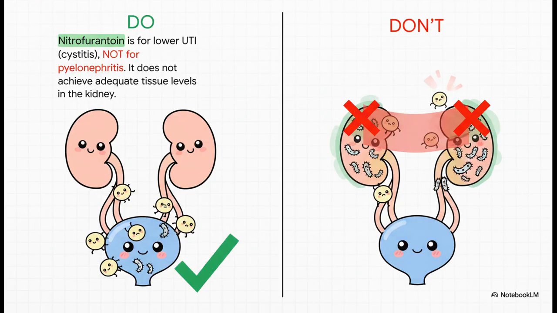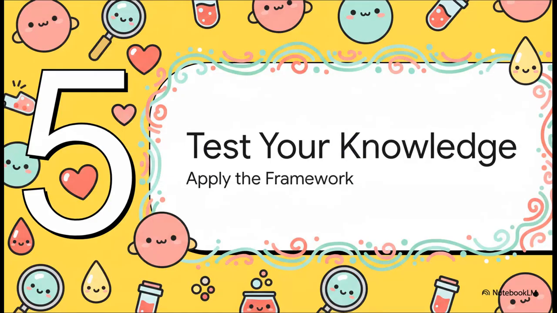And here's a classic prescribing trap that you'll definitely see on exams. The antibiotic Nitrofurantoin is great for a simple bladder infection, a cystitis. Why? Because it gets highly concentrated in the urine, right where the bugs are. But that's also its biggest weakness. It doesn't actually get into the kidney tissue very well, which makes it the wrong choice for a kidney infection, a pyelonephritis.